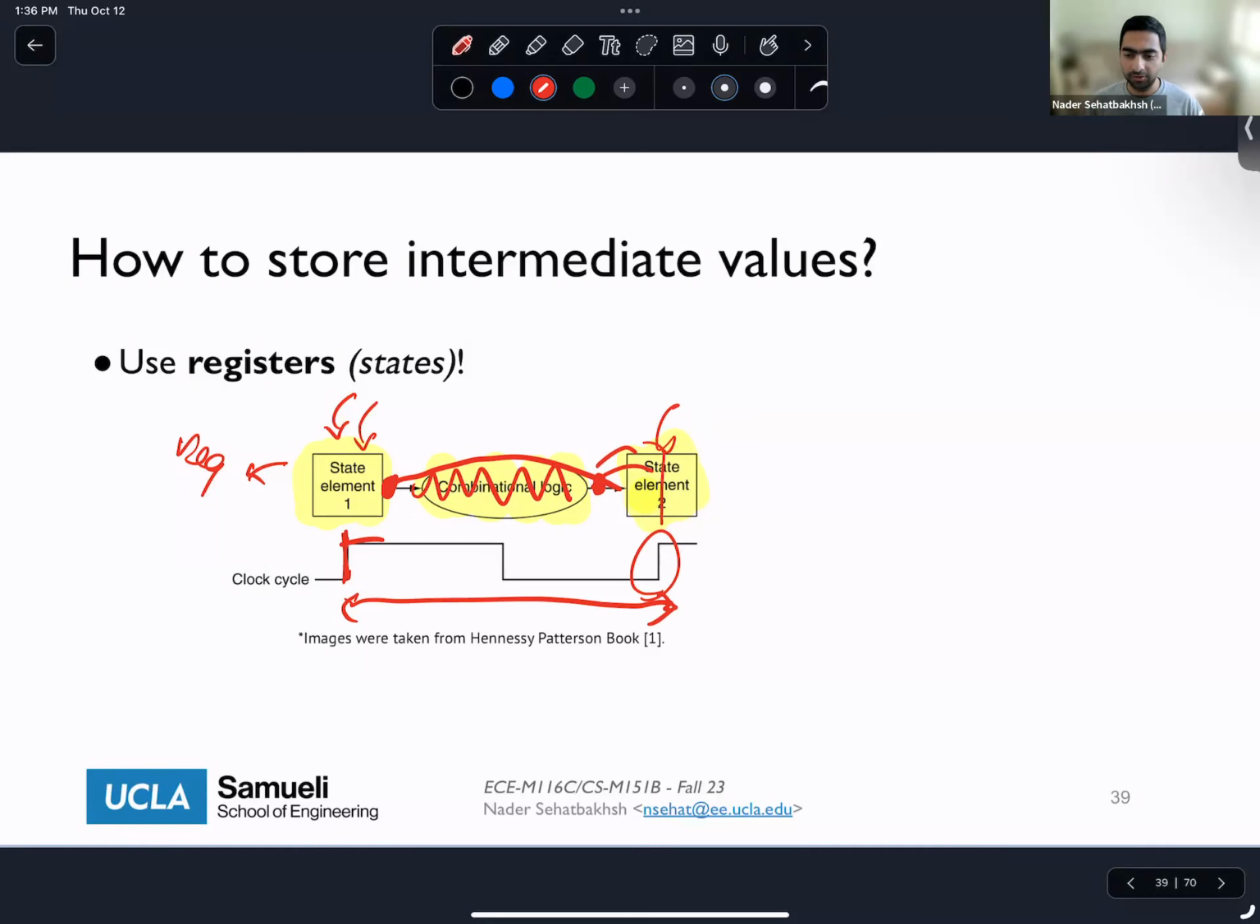Somebody asked, are these registers separate from the 32-bit registers? Yes, these are not general purpose registers. These are just registers that I'm adding to my data path to break down my combinational logic into smaller pieces. So now things are kind of moving. Think about this as a pipeline of building things. You assemble something, put it to the next stage, assemble something, put it to the next stage, and so on and so forth.